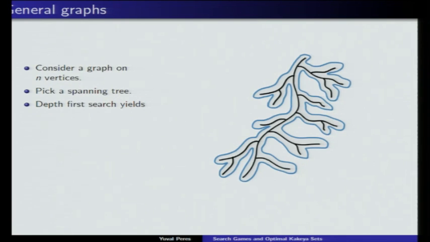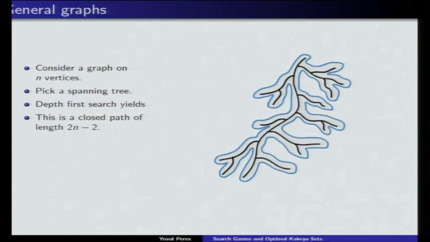So for instance, if you have an expander graph, then the hunter can just do a simple random walk, and that will capture in linear time. Or obviously in a complete graph, the hunter and the rabbit are equally powerful, and so there the capture time is linear, just going to a random site. So the answer to this question depends on the graph. It varies between n and n log n.